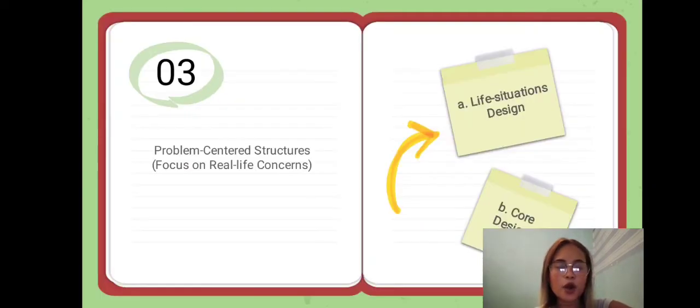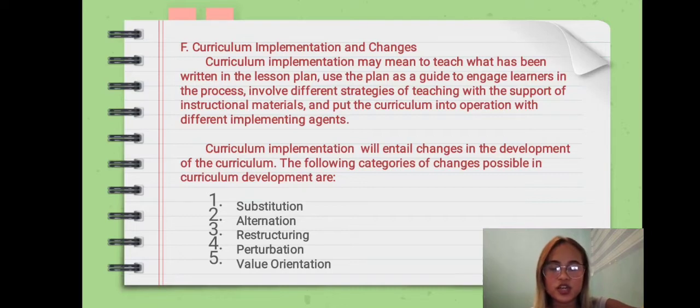And for the third, problem-centered structures, focus on real-life concerns. We have here the life situation design and the core design. For life situation design, the curriculum is based on learning to address individuals' needs. For example, problem-based learning in medicine and law schools. For core design, the curriculum is based on learning to address societal needs. For example, the entire subject is directed to be an answer to societal needs such as fieldwork or practicum and NSTP or CWTS. Letter F, curriculum implementation and changes.